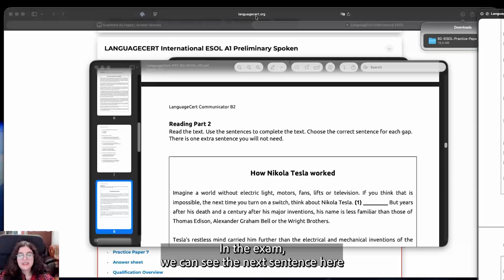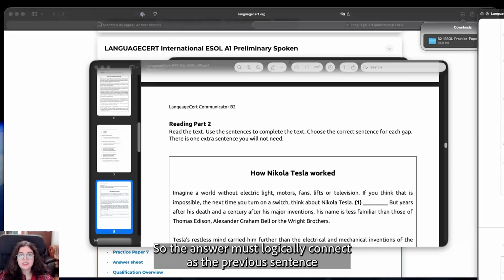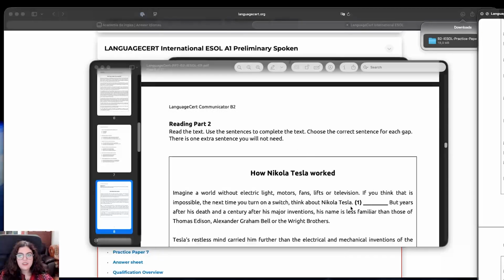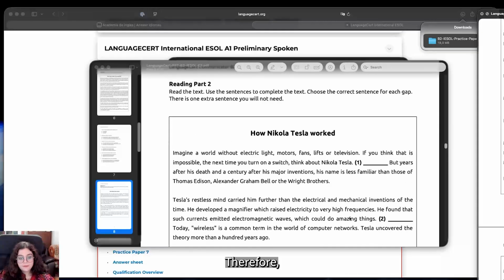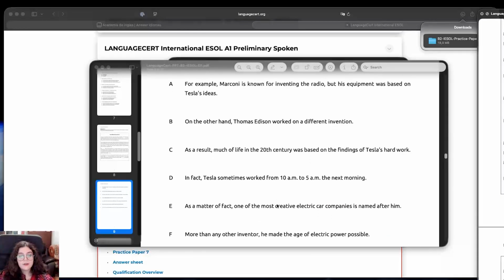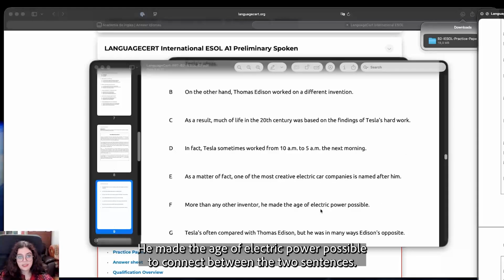In the exam, we can see the next sentence here introduces a comparison with Thomas Edison and other famous names, so the answer must logically connect, as the previous sentence introduces the idea of Nikola Tesla. So we know that it must flow into that. Therefore, we consider option F. More than any other inventor, he made the age of electric power possible to connect between the two sentences.